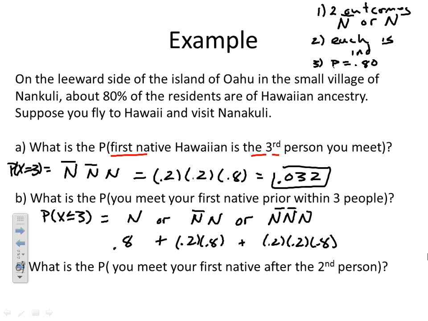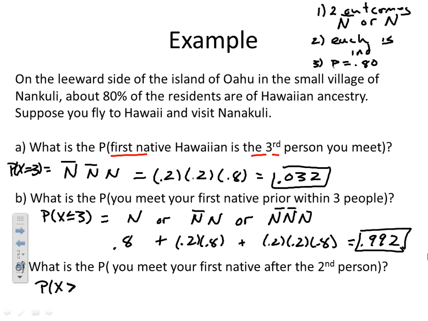So we'll take a quick look, and that would be 0.992. So very, very high likelihood that we'll meet the first native within those two people. Now, the third one down here, part C, what is the probability you meet your first native after the second person?